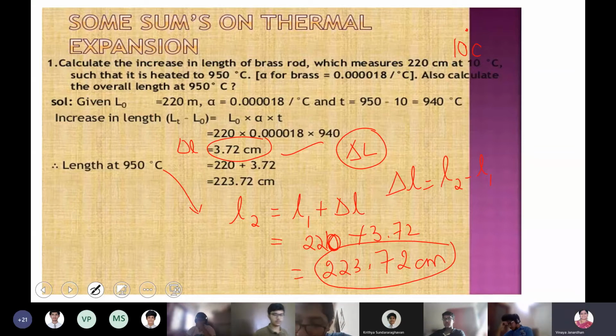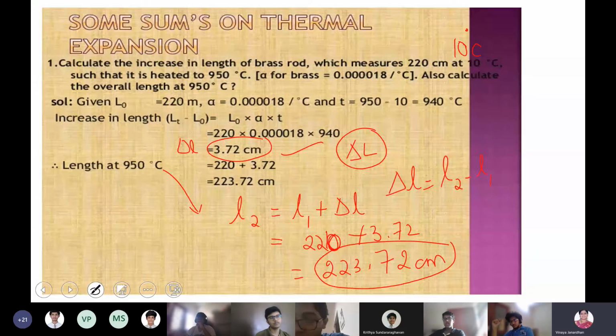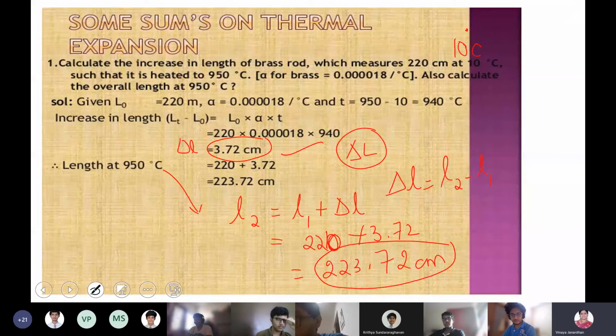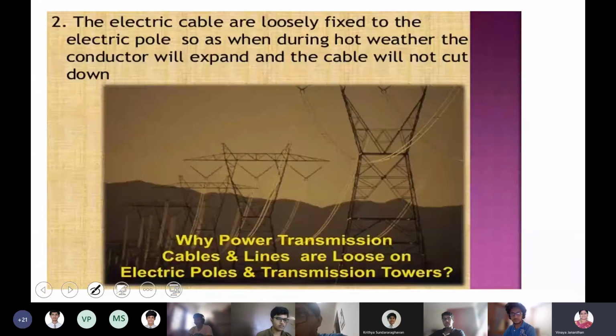Did you all calculate this, boys? Have you calculated? Yes, ma'am. Are you getting these values, boys? Yes, ma'am. Now I'll go for the derivation, then we'll come back for the numerical ones.